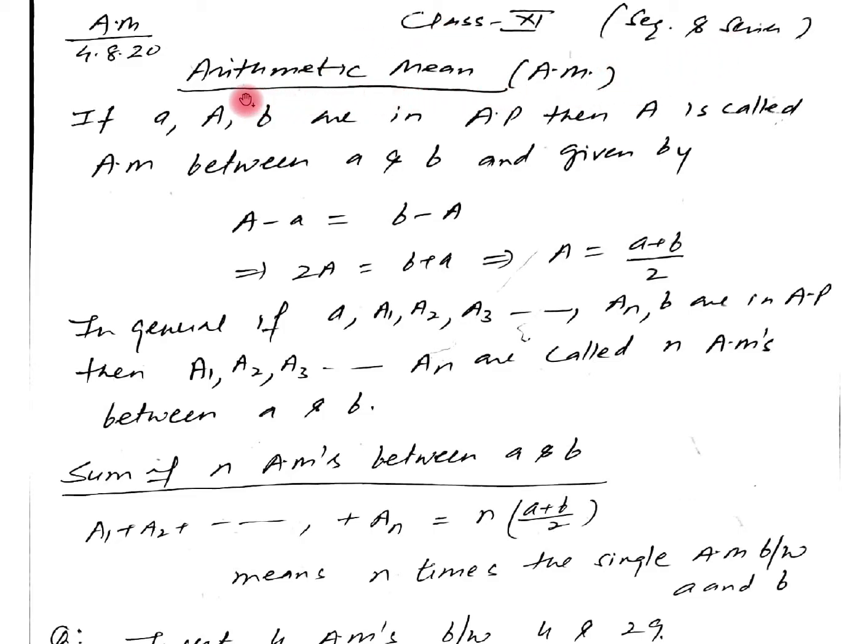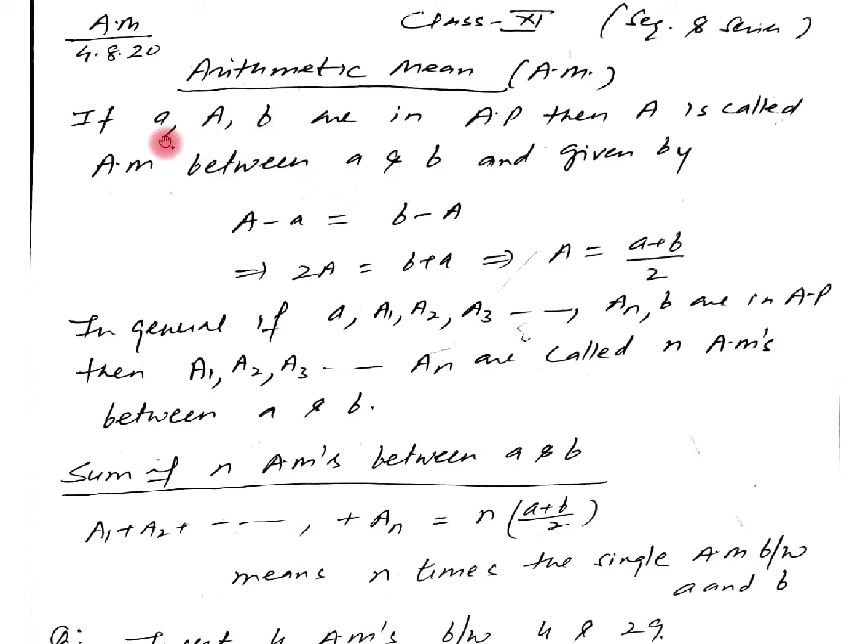Now here the term is arithmetic mean. What's the definition of arithmetic mean? Let me explain. If three numbers a, A, b are in AP, then A is called the arithmetic mean of a and b, or A is called the arithmetic mean between a and b.